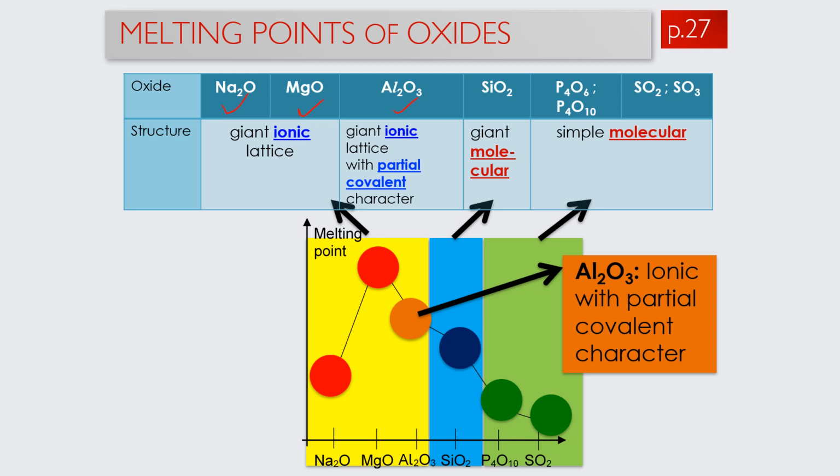For the non-metal oxides, with the exception of silicon dioxide that has a giant molecular structure and hence a very high melting point, most of the non-metal oxides exist as simple molecules with weak intermolecular forces between them. And therefore, from silicon dioxide to the next oxide of phosphorus, we'll find that there will be a very sharp drop in the melting point as the van der Waals forces between the molecules in phosphorus oxide are rather easily overcome.